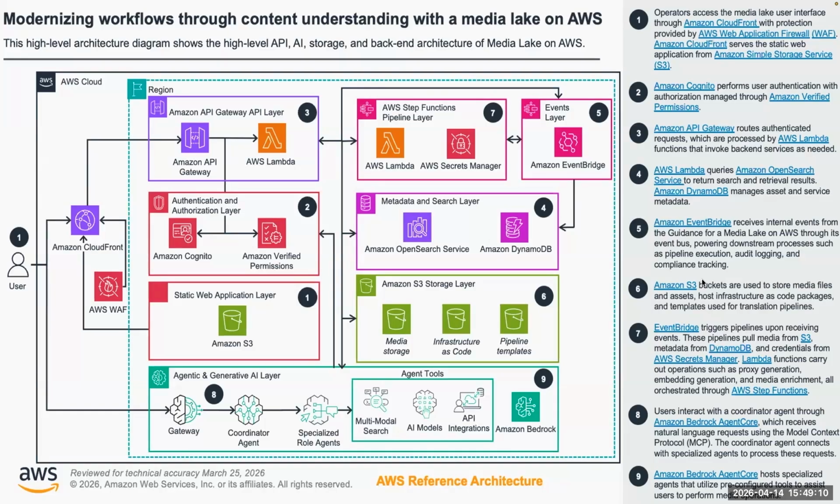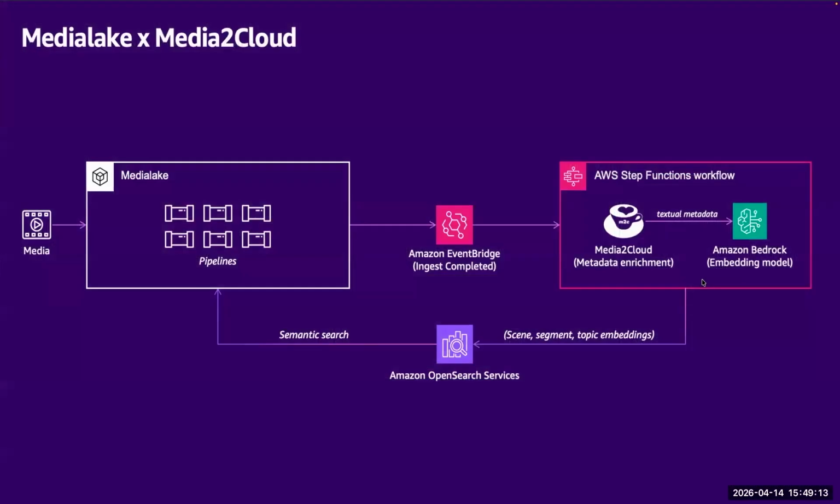So in this demonstration, we will be concentrating on this integration between Media Lake and Media2Cloud, and it will be done via Media Lake pipeline. So how does it work? A user pushes their media content into Media Lake, so it triggers Media2Cloud pipeline. And so it will start Media2Cloud job for metadata enrichment and embeddings generation. And once this job is finished, we will send the generated embeddings into OpenSearch service on Media Lake side.